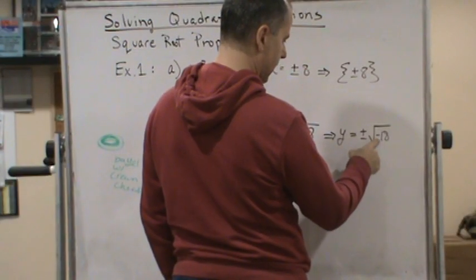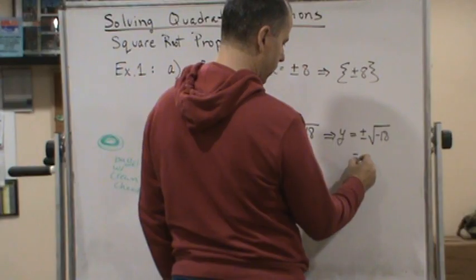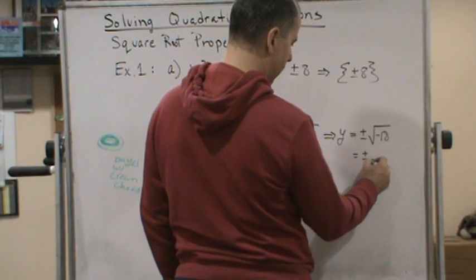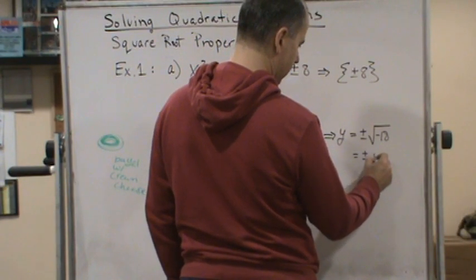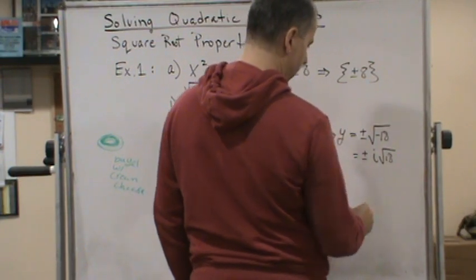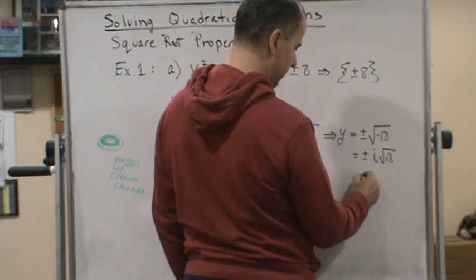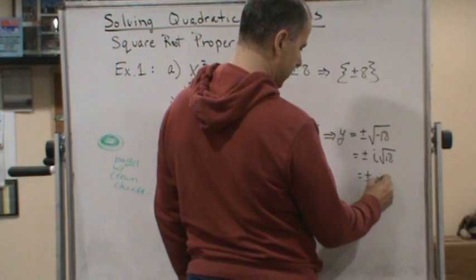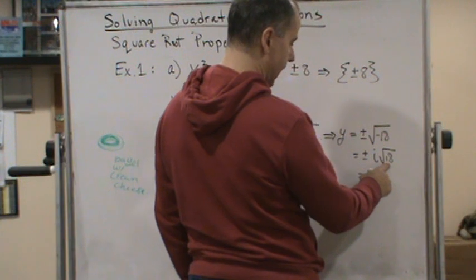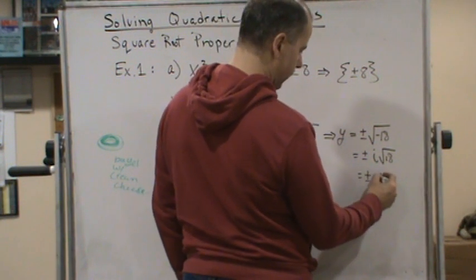Remember this, the negative 18, this is going to give us an imaginary number. So this is going to be plus or minus i times the square root of 18, which is going to give us 2 times 9, right? So we can simplify this even further. This is going to be plus or minus what? 9 is a perfect square, so that's going to give us 3, right?